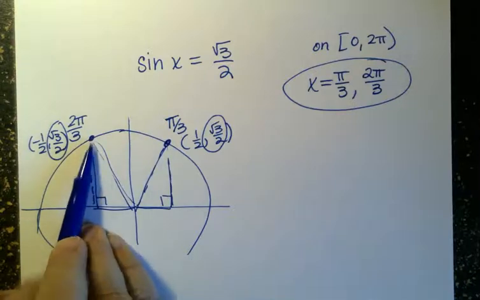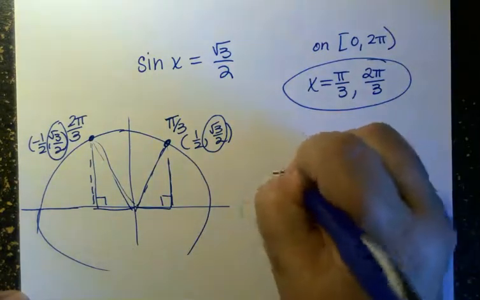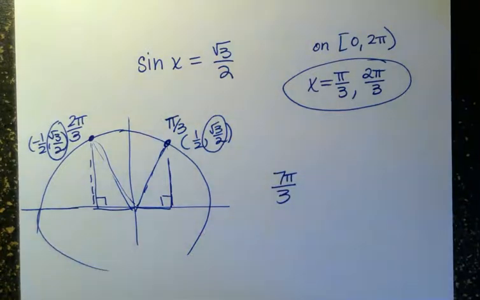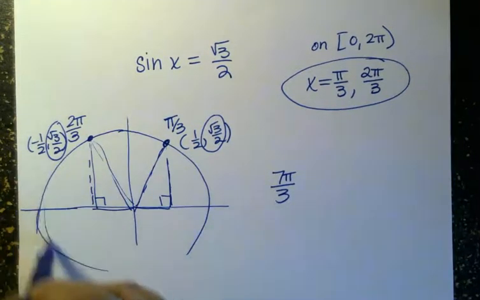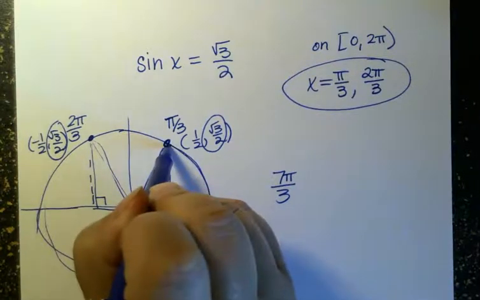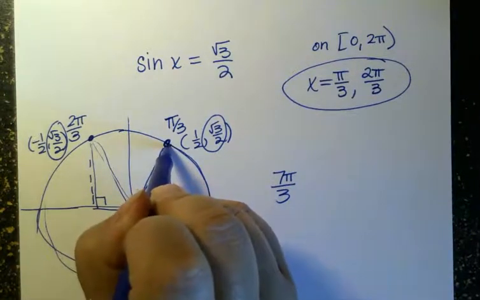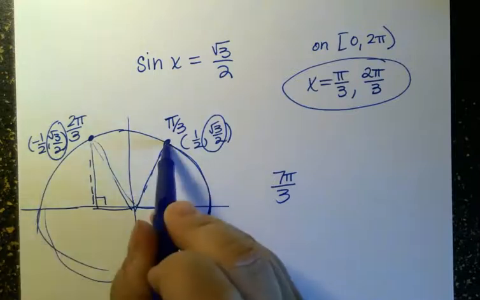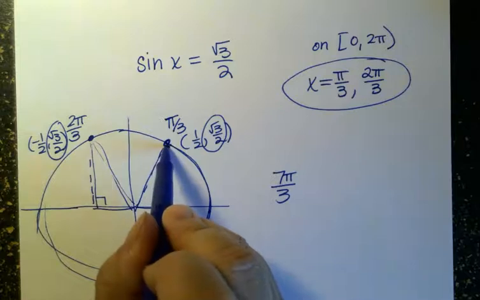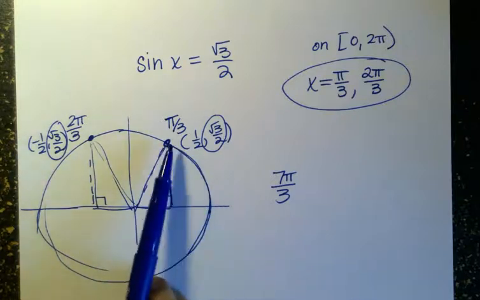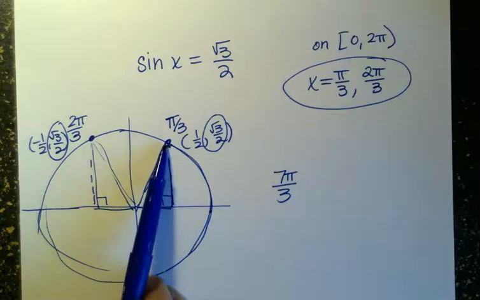In other words, for instance, 7 pi over 3. Well, 7 pi over 3 is all the way around. 6 pi over 3 is 2 pi, plus another 1/3. Boom, it's right there. How about 13 pi over 3? Same place. How about negative 5 pi over 3? That would be going this way. Same place. There are infinitely many ways I can describe this particular location.